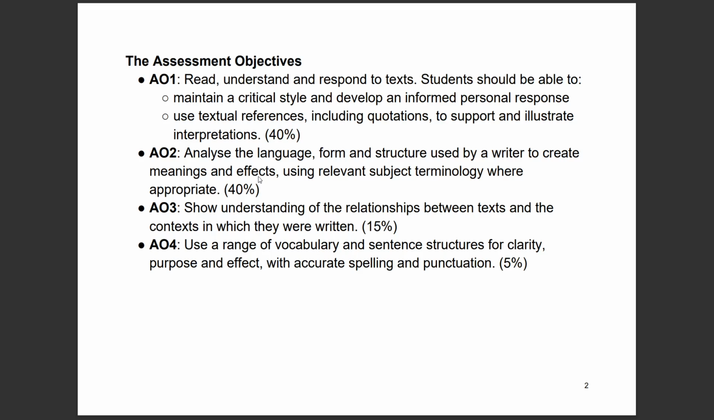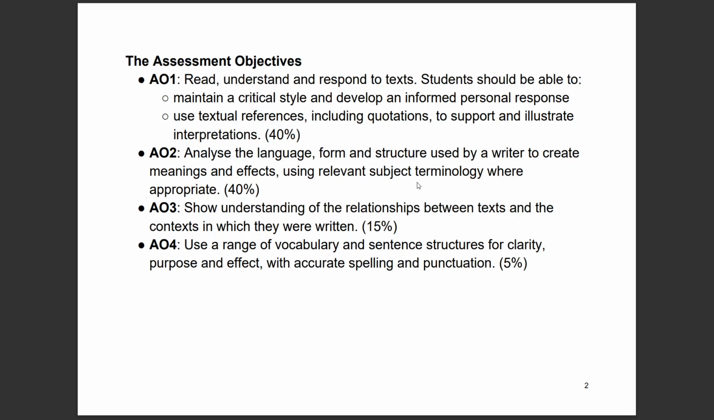We get effects, which is quite remarkable if you think about it, that these kind of marks on a page can create thoughts and feelings in us, but that's what happens. So effects means thoughts and feelings or images that come to your mind using relevant subject terminology where appropriate. So this is important, relevant and where appropriate. So if you just throw around terminology for the sake of it, you're not going to get that many marks, okay? You have to use it where it's relevant, where it adds value, all right?